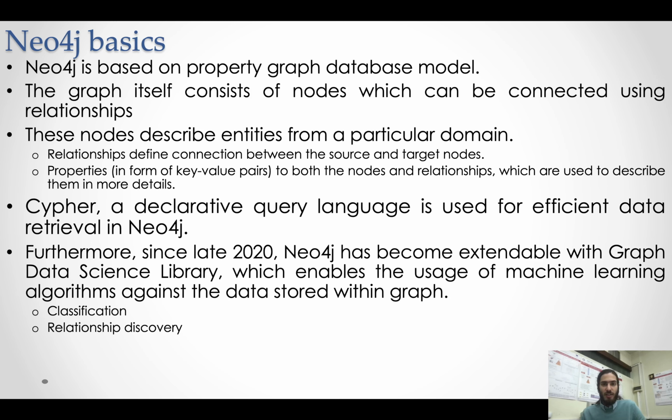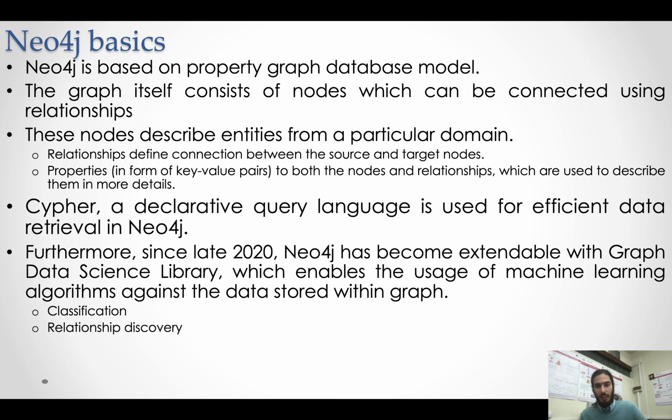Moreover, we have edges that establish the connections between these nodes. So relationships are another important concept in a graph database. And the third one is the property, which is used to describe either a node or an edge in more detail. Finally, we have Cypher, the declarative query language provided by Neo4j, which is used to specify which nodes and edges we want to extract for a particular purpose.